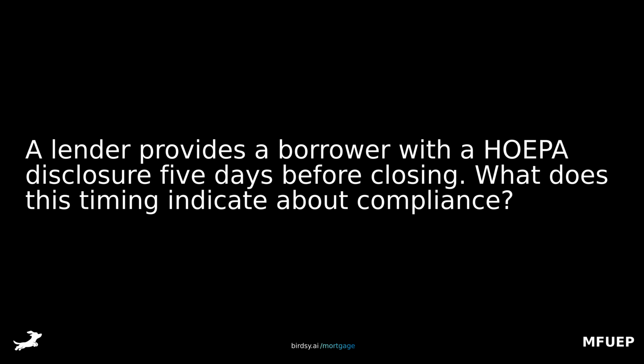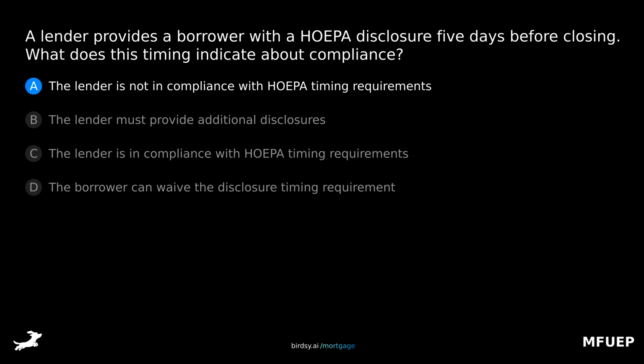A lender provides a borrower with a HOEPA disclosure 5 days before closing. What does this timing indicate about compliance? Is it A, the lender is not in compliance with HOEPA timing requirements, B, the lender must provide additional disclosures, C, the lender is in compliance with HOEPA timing requirements, or D, the borrower can waive the disclosure timing requirement? The answer is C, the lender is in compliance with HOEPA timing requirements.